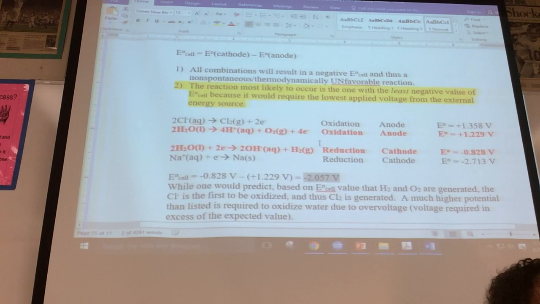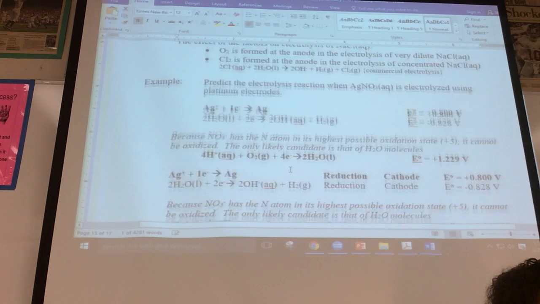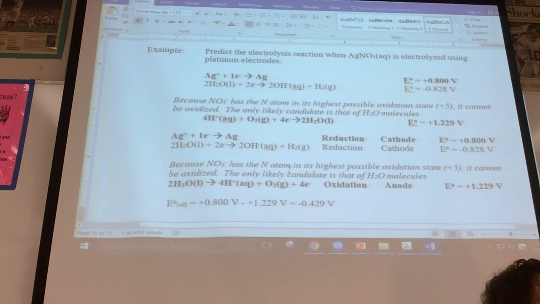This is kind of like a funny reaction. You would expect that hydrogen gas would be generated as well as oxygen gas. But it's a little complicated and we're not going to go into it. Look at this example. It says predict the electrolysis reaction when silver nitrate is electrolyzed using platinum electrodes.